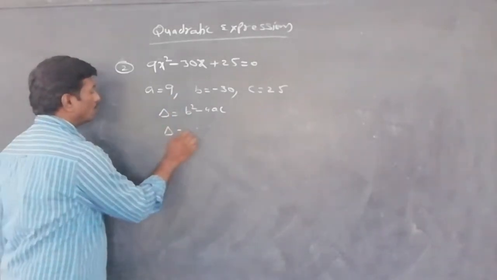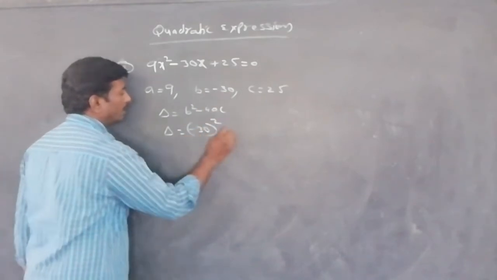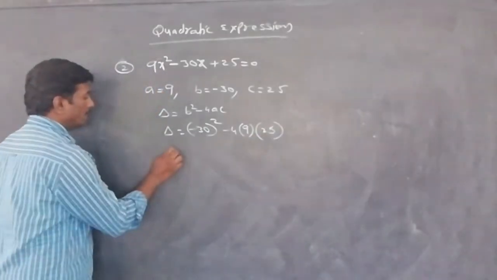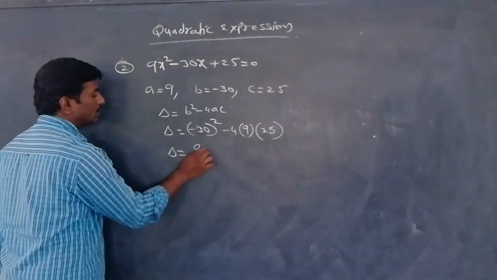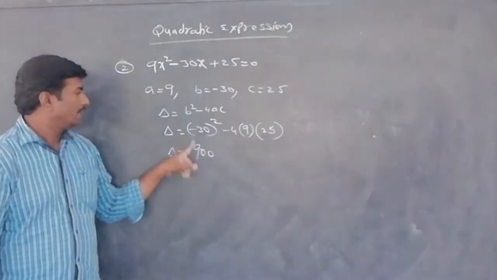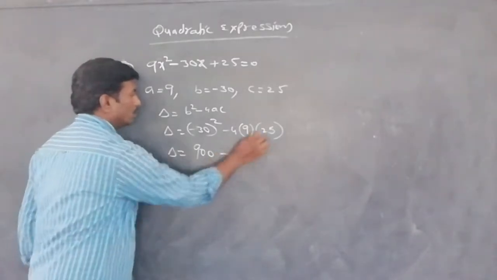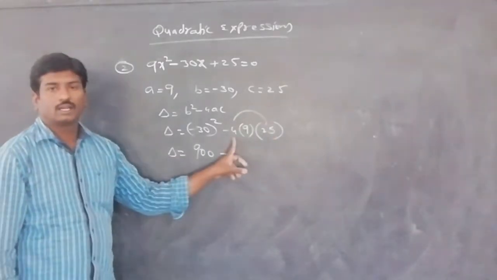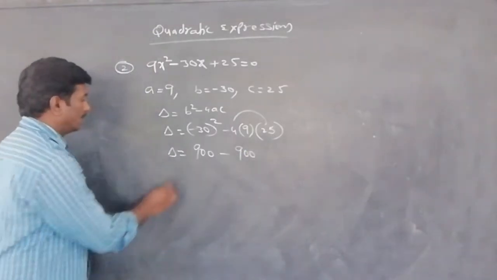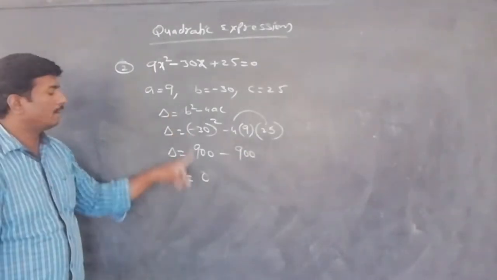So delta = b² − 4ac. Here b is −30, so it becomes (−30)² − 4 × 9 × 25. Delta: (−30)² is 900. Anyway it is negative, but the power is even, so it becomes positive. Minus 25 fours are 100, 100 nines are 900. So delta is 0. Your discriminant value is 0.